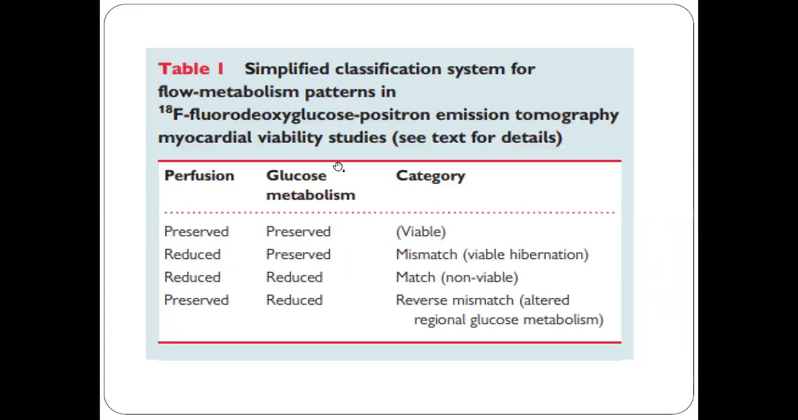So, if perfusion is preserved, glucose metabolism is preserved, that means tissue is viable. If perfusion is reduced, glucose metabolism is preserved, that means it is a mismatch, mainly seen in viable hibernation. If both are reduced, it is non-viable. If perfusion is preserved but the glucose metabolism is reduced, that means it is reverse mismatch.